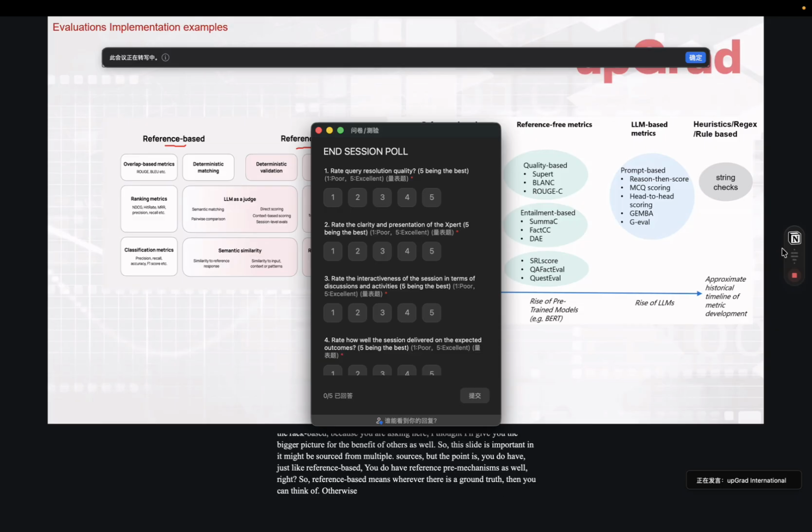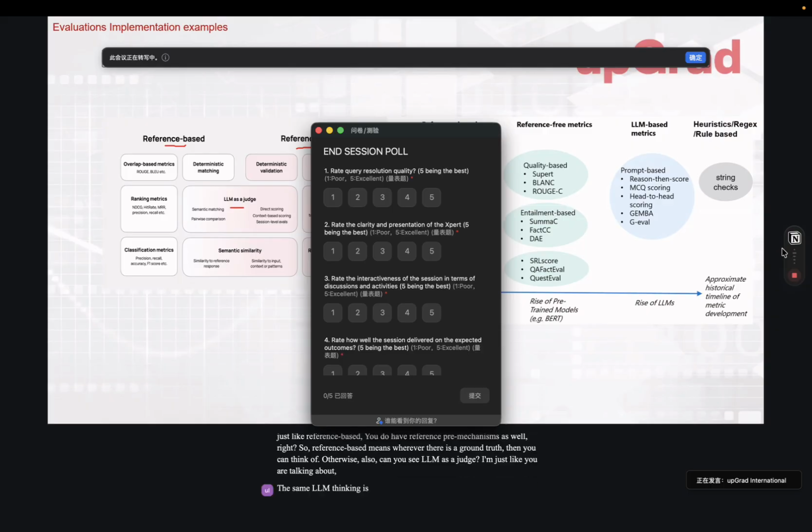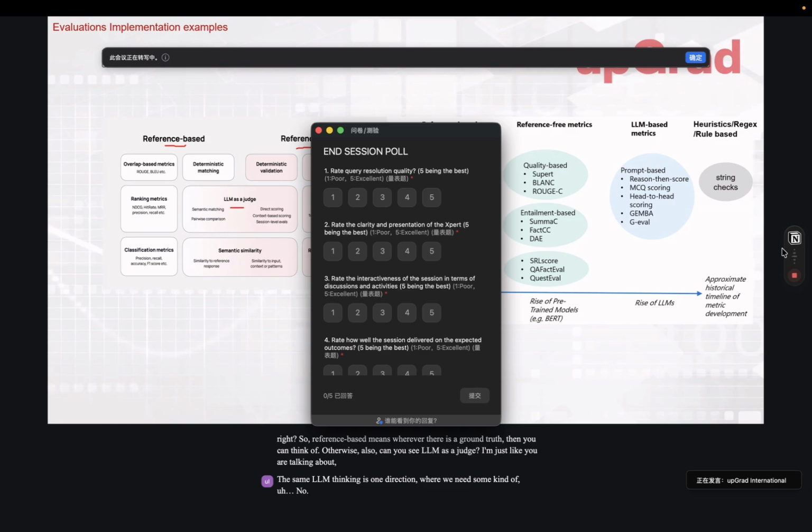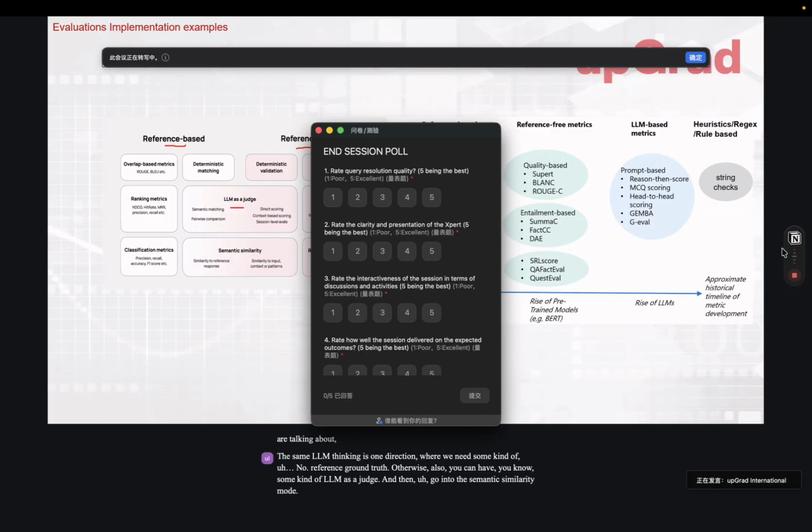Otherwise, can you see LLM as a judge? It is the same LLM thinking you are talking about. One direction is where we need some kind of reference ground truth. Otherwise, you can have some kind of LLM as a judge, and then go into the semantic similarity mode. Then how the pre-trained model for sentiment ML itself can try to score. Then how regular expressions can help you. So like that, we do have different scores for both reference-based and reference-free metrics.